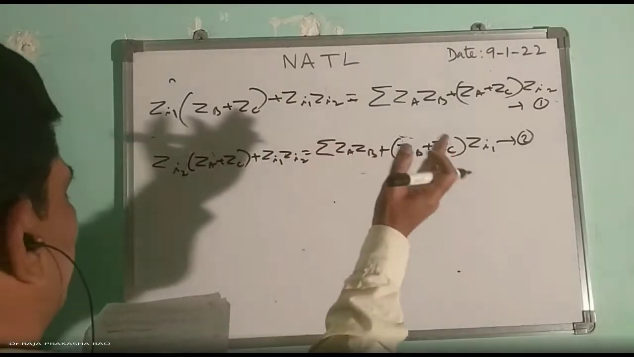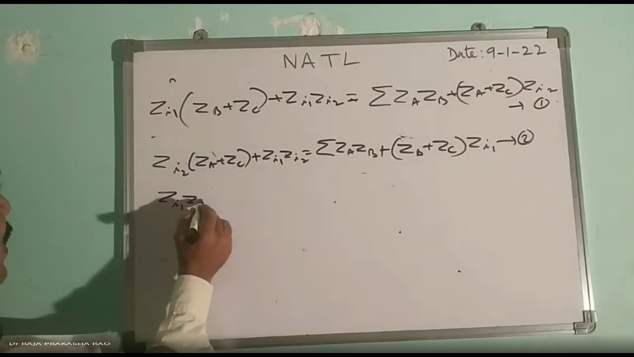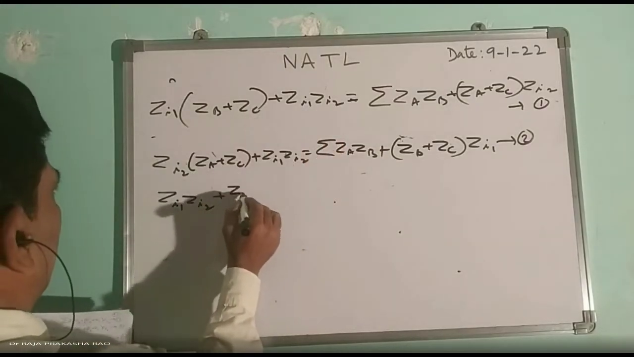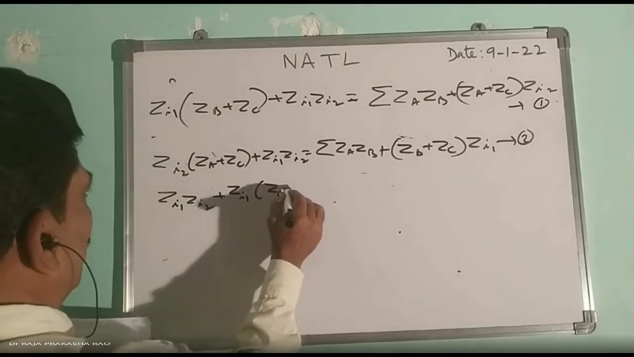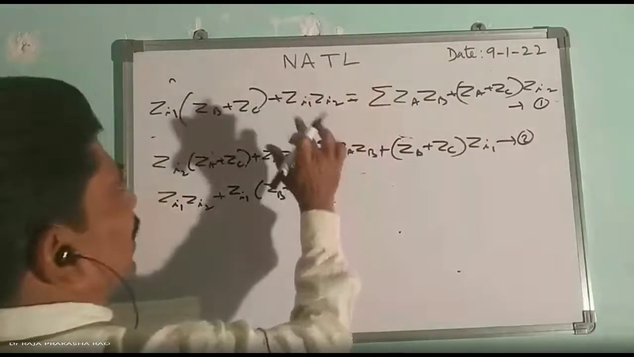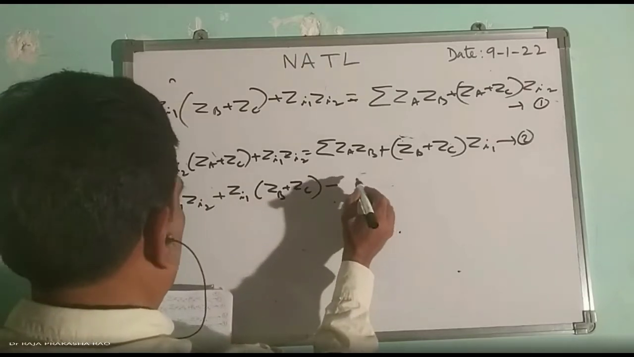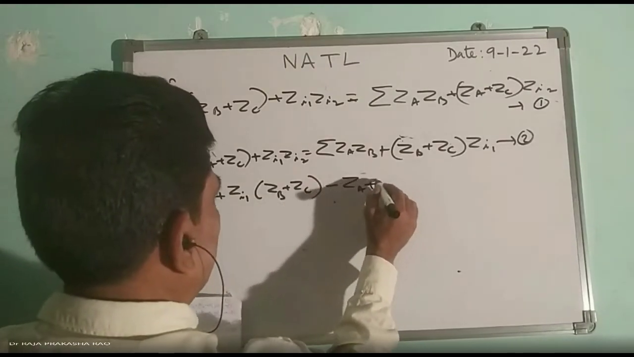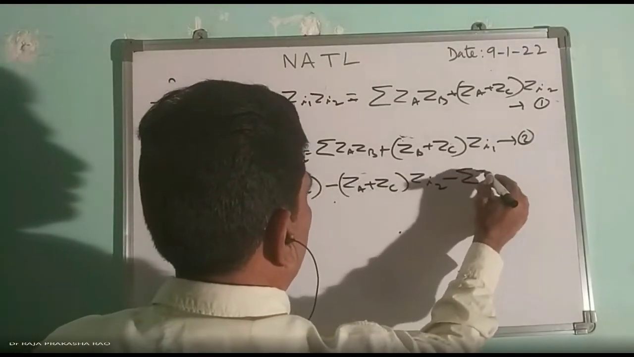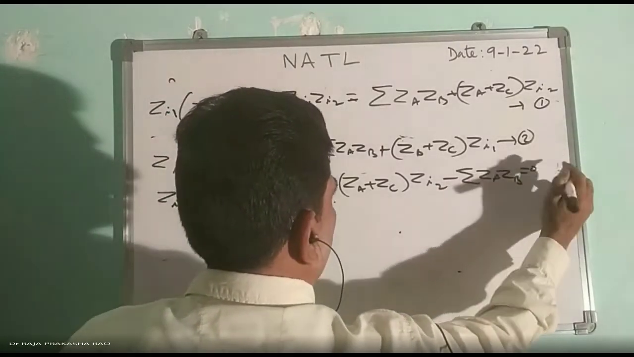We can simplify this and write first one as ZI1 ZI2 plus ZI1 into ZB plus ZC. As it is I am writing here. I am bringing to left side now, minus ZA plus ZC into ZI2 minus sigma ZA ZB equal to 0. Let this be equation number 3.